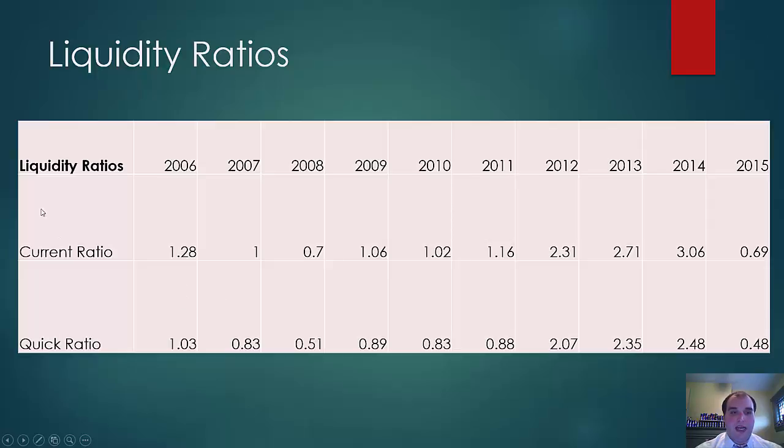Quick ratio also mirrors that of the current ratio, as from the 2006 period to the 2014 period, it also significantly increased. And then from the 2014 to 2015 period, that value significantly decreased. It went from a 2.48 value to a 0.48 value, and much like the current ratio, it shows that the current assets minus any inventory for the period significantly decreased in comparison to their current liabilities for the period.